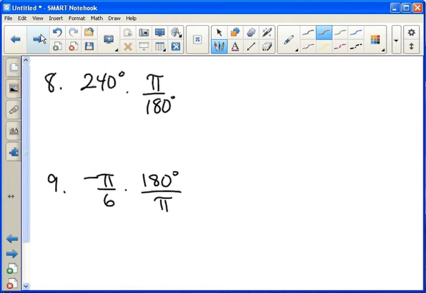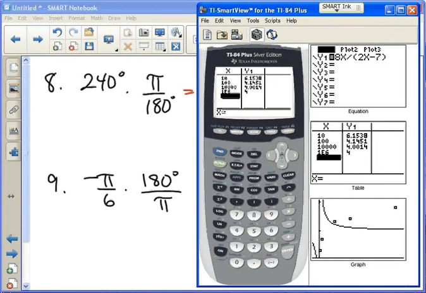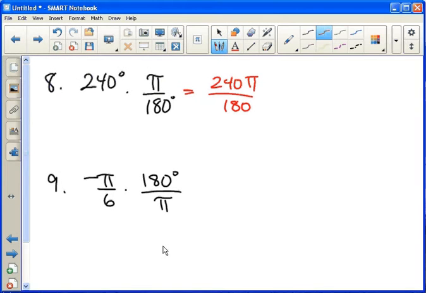In number 8, to convert from degrees to radians, you must multiply by pi over 180. So I get 240 pi over 180, but I need to reduce that, so I can let the calculator do that for me if I want. 240 over 180, and then I can tell it to make that a fraction for me. So it's 4/3, which means I have 4 pi over 3.